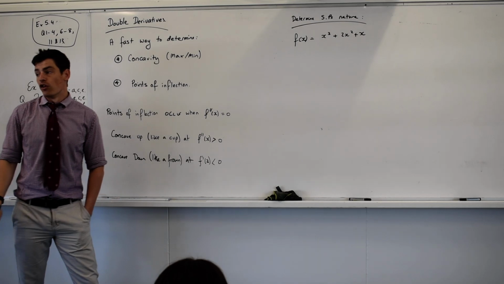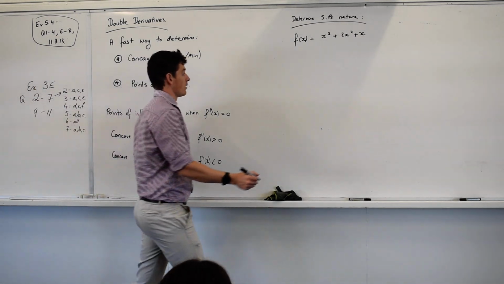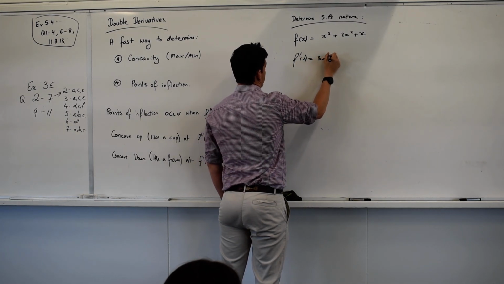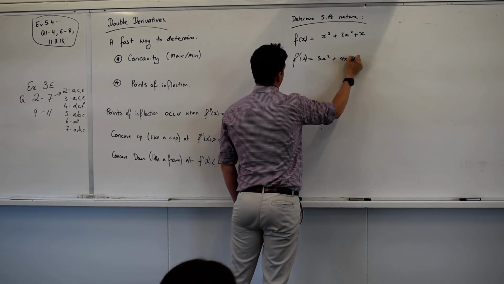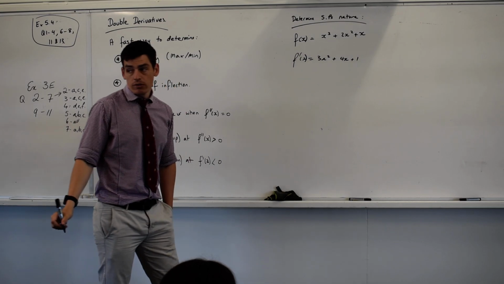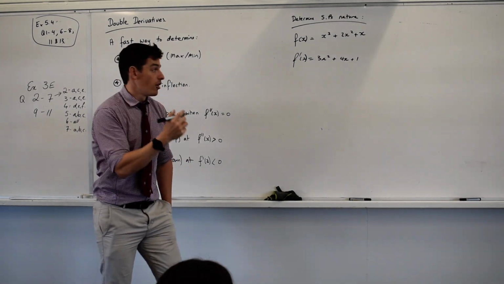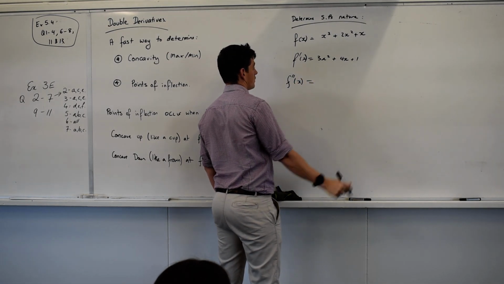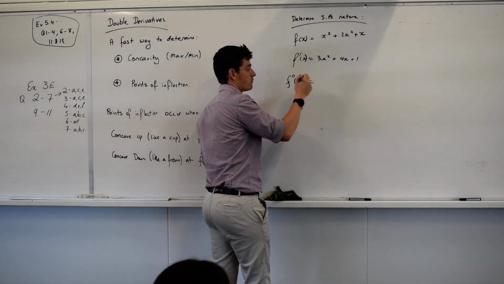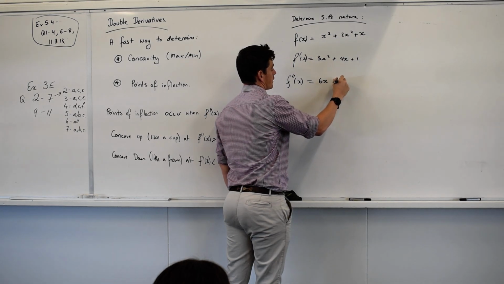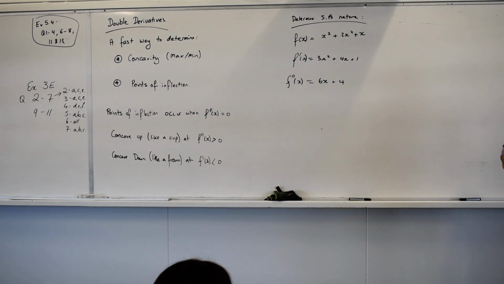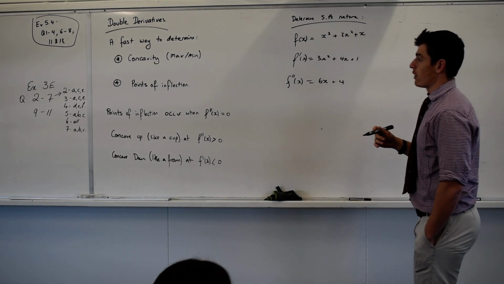We've already derived it, so I don't need to do that again. Well, I do need to do it again, but we don't need to harp on the fact. It's 3x squared plus 4x plus 1. Then I double derive it. I've already found my stationary points. So when I double derive that, I get 6x plus 4.